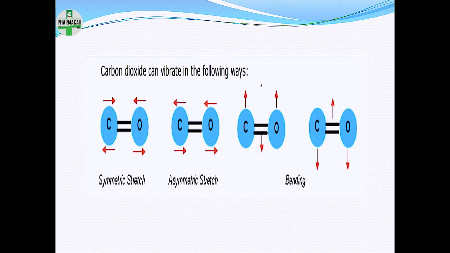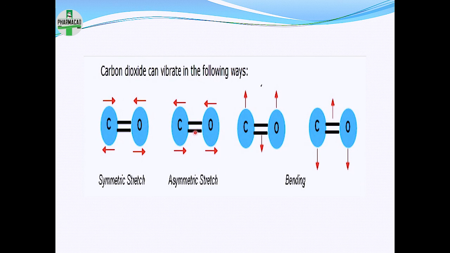Now let us have a look at the molecule of carbon dioxide. As you can see, carbon dioxide is one of the types of molecules which is capable of undergoing multiple stretches. In the first diagram, carbon dioxide undergoes a symmetric stretch, wherein the bonds between the carbon and the oxygen atoms increase or decrease in the same direction. That is, they increase or decrease symmetrically.